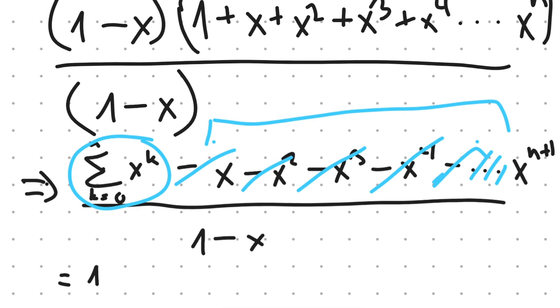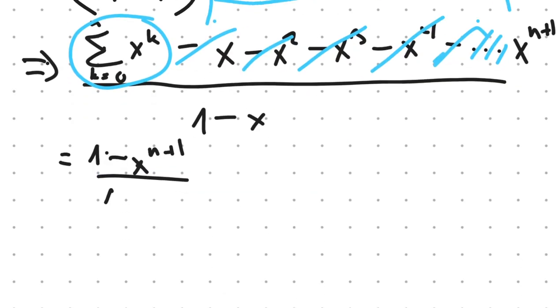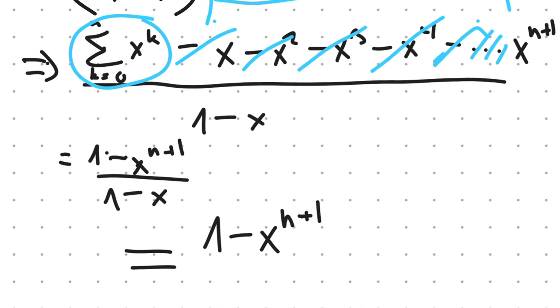Plus, I think it's minus, because we have multiplied everything by minus x to the n plus 1 divided by 1 minus x. So let's write it again. It will be 1 minus x to the n plus 1 divided by 1 minus x. So now we have proven the formula.